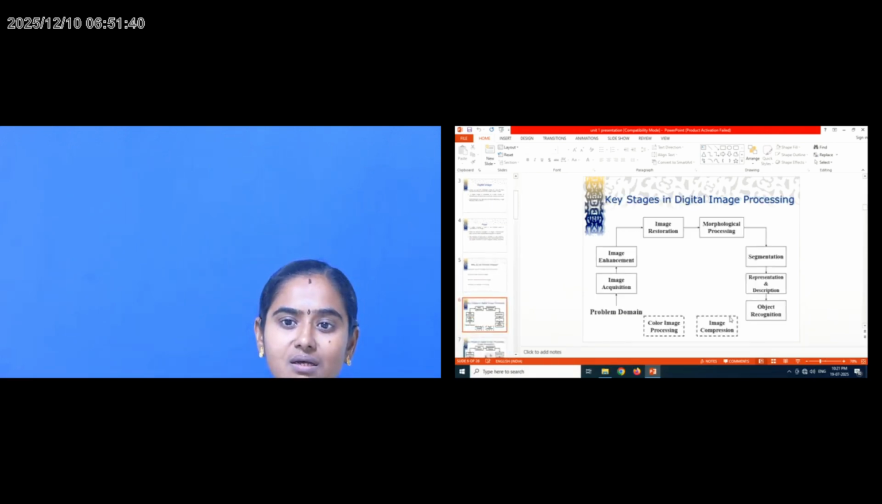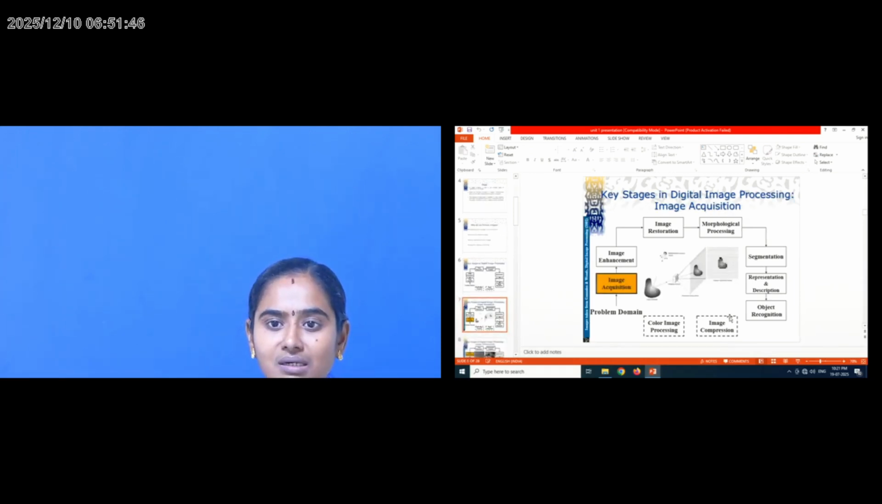So this is the basic diagram for image processing techniques. The first technique is image acquisition. What is image acquisition? Using any device, we capture the image and convert it into digital form. It is called image acquisition.